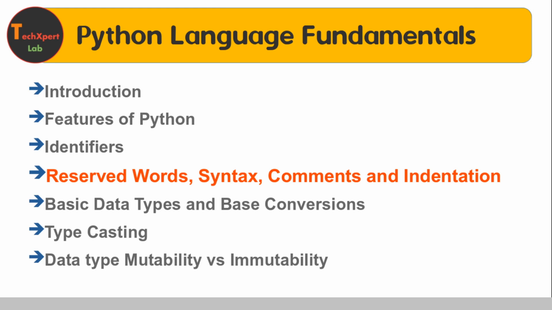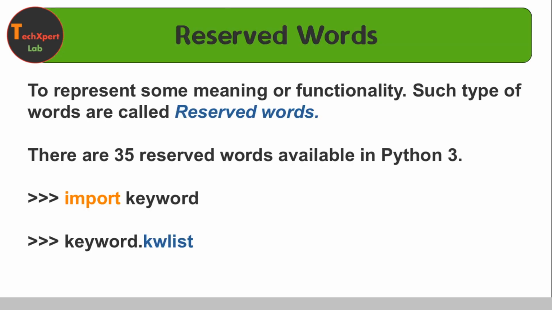After identifiers, next let's move toward the reserved words. If you remember, I told you you cannot use a reserved word as an identifier in Python. So let's explore these reserved words.